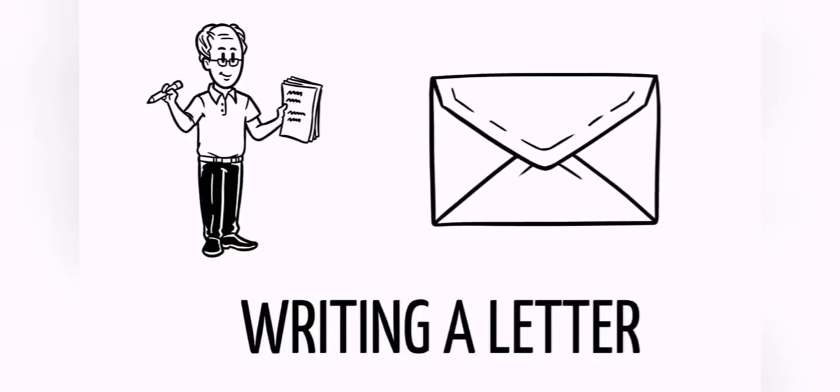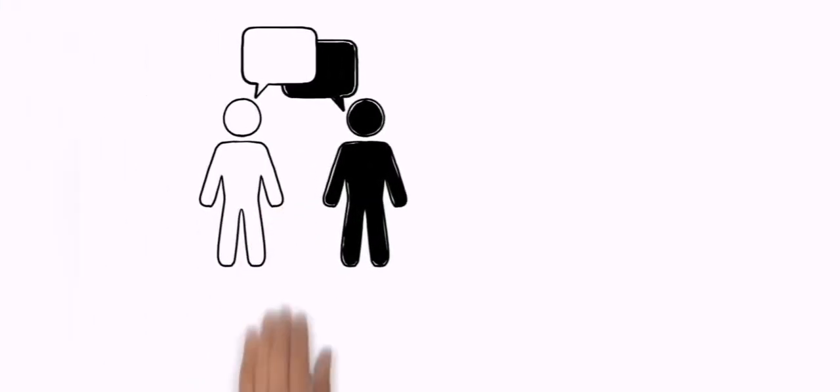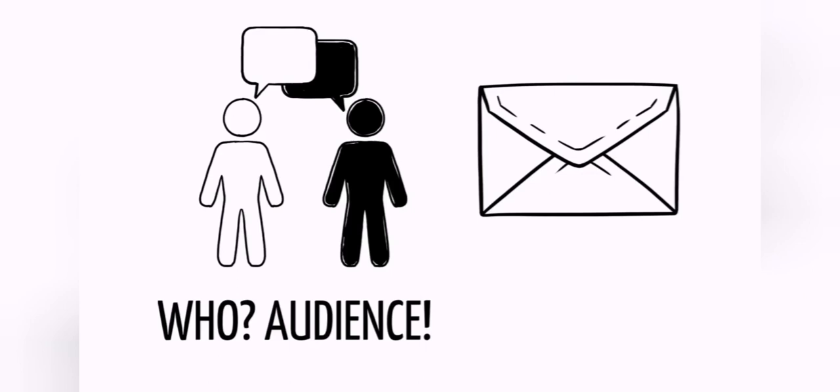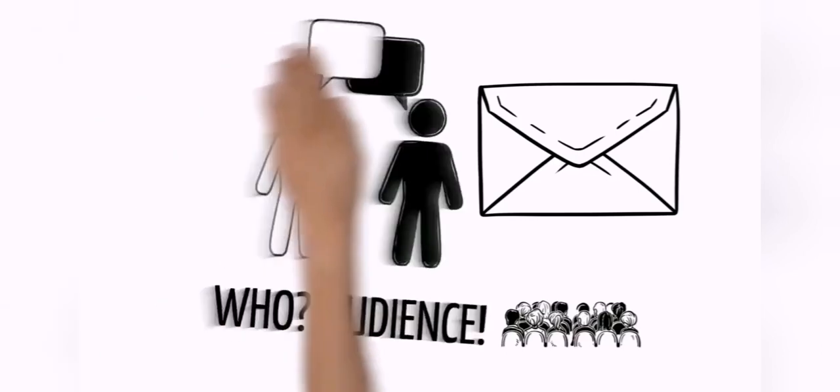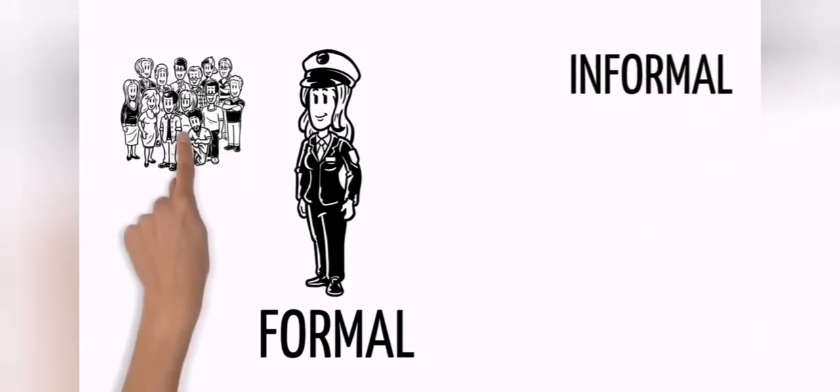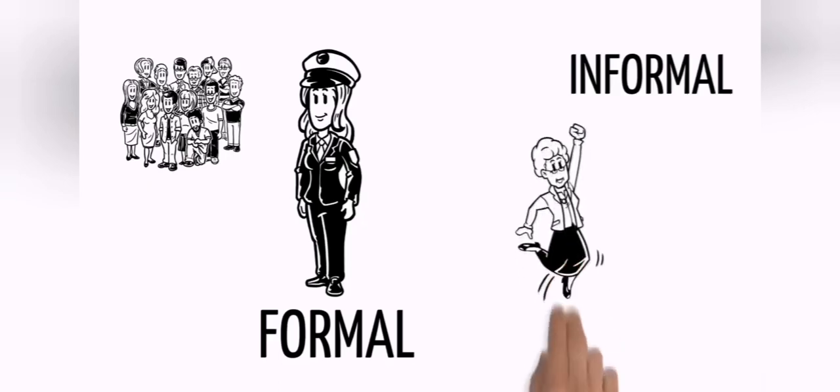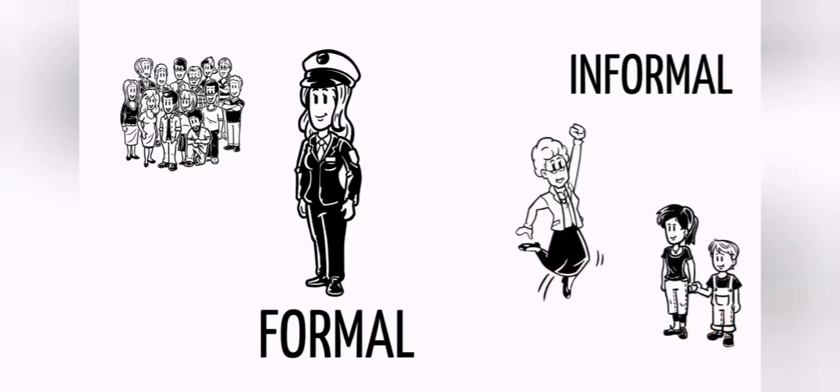Going to learn how to write a letter. Letter writing is a fun way to communicate with others. When we begin writing a letter, the first thing we have to decide is who we are writing to. This is known as the audience. Your audience may be formal if it is someone important or someone you don't know very well. Informal letters are written to people you know well, like your grandma, cousin, or friend.